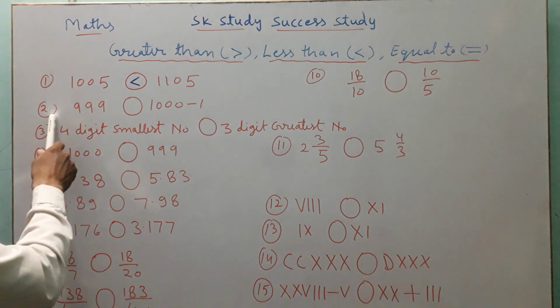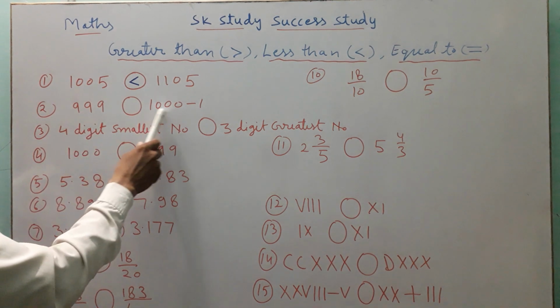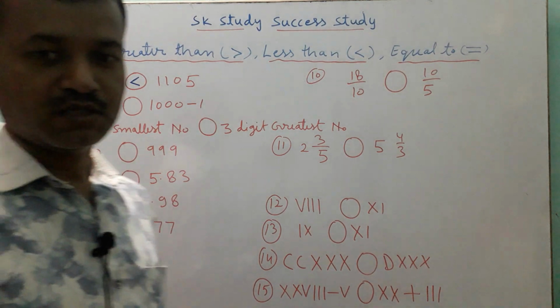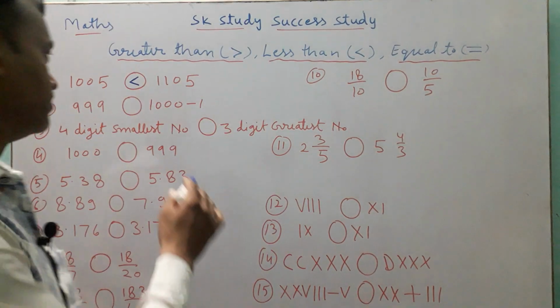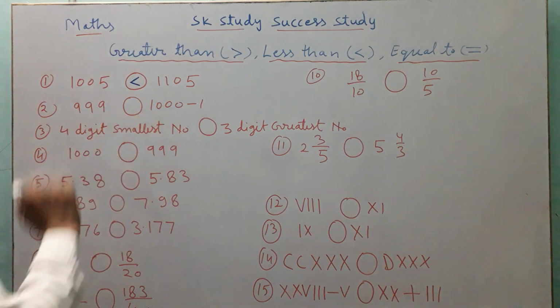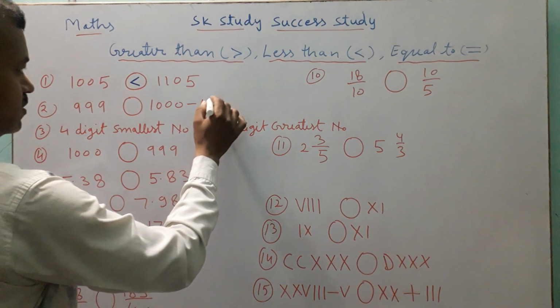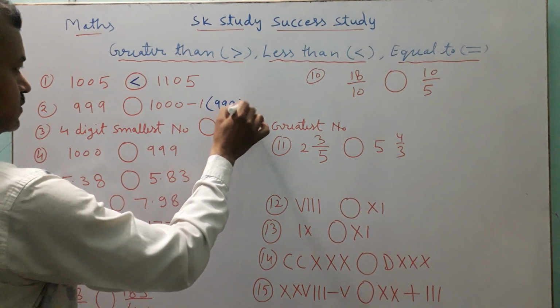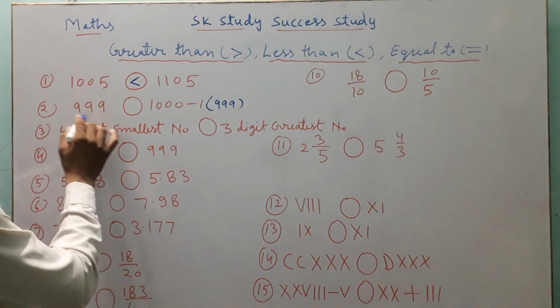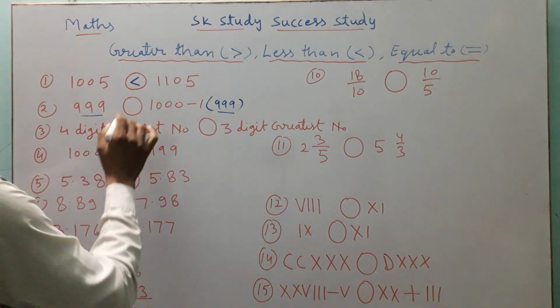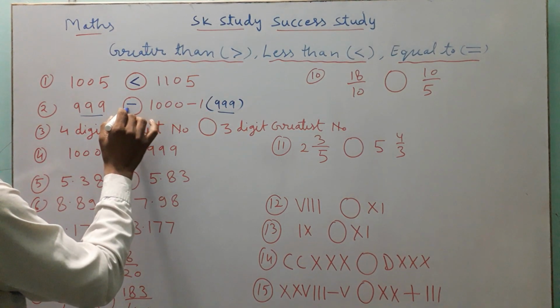In the next, 999 and 1000 minus 9. It means first of all we minus the 1 from 1000. If we minus 1 from 1000, it will become 999. So these numbers are equal. We write here the equal sign.